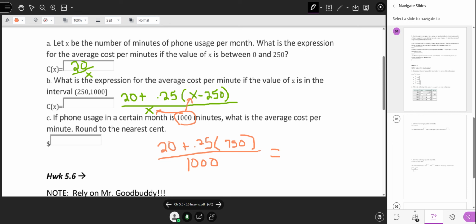Plug that into Mr. Goodbuddy. And you get 0.2075. And it says round to the nearest cent. So 0.21. All right. That's got it. Yeehaw.